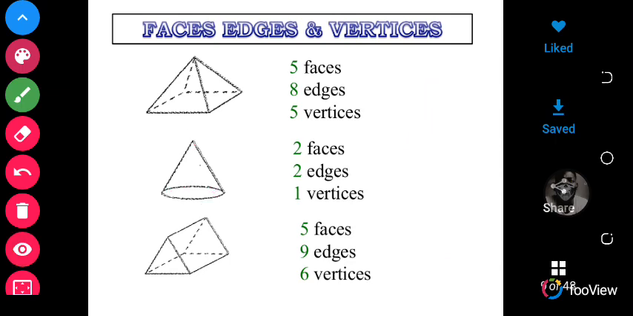And so you can actually count the number of faces and edges for the triangular prism here.